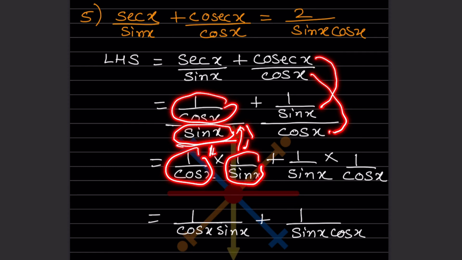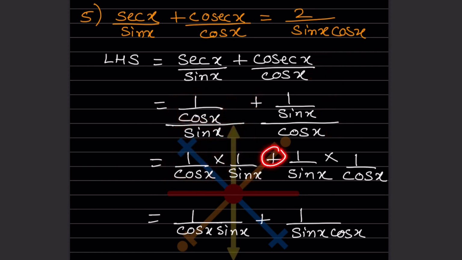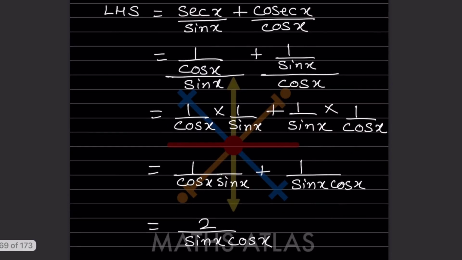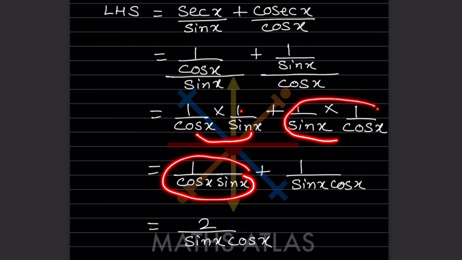Hope this is clear. Then this plus as it is over here. Again the numerator will be as it is and the denominator has got 1. So this is going to get flipped over. So that is going to be 1 by cos x. So now what we can write here, 1 by cos x sin x. This is what is here. Again we can write here 1 by sin x cos x. So this is over here.